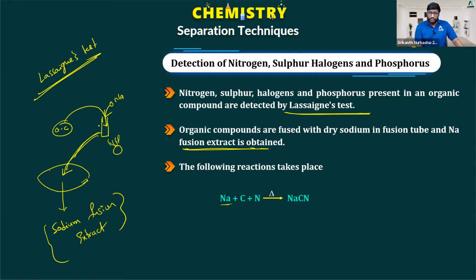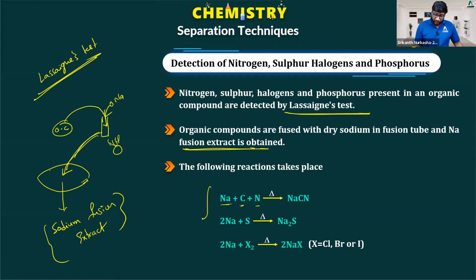Sodium we have added will react with carbon and nitrogen. Carbon is present in the organic compound, and if nitrogen is present in the organic compound, the carbon, nitrogen and sodium will form NaCN. If sulfur is present, it will form Na2S: 2Na plus S gives us Na2S. If halogen is present, they will form NaX.